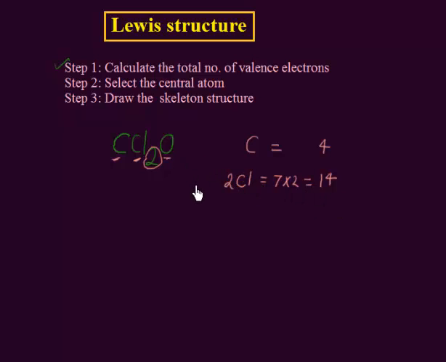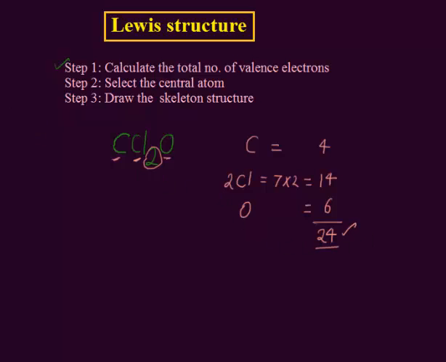Next atom is the oxygen atom. Oxygen is present in the 6th group in the periodic table. That's why it has 6 valence electrons. Now we add these numbers up. 6 plus 4 is equal to 10, and 10 plus 14 is equal to 24. The total number of valence electrons in carbonyl dichloride is 24.